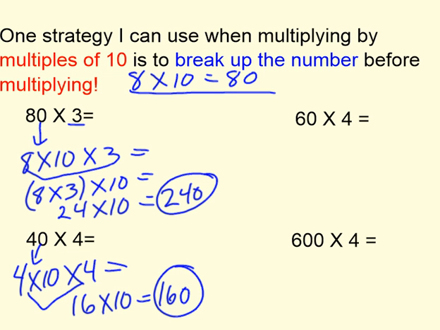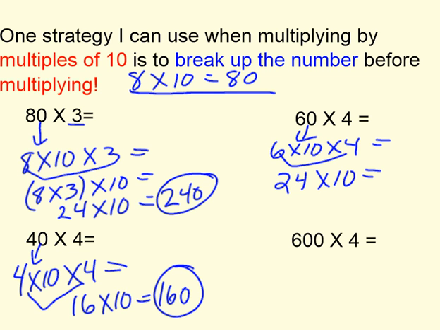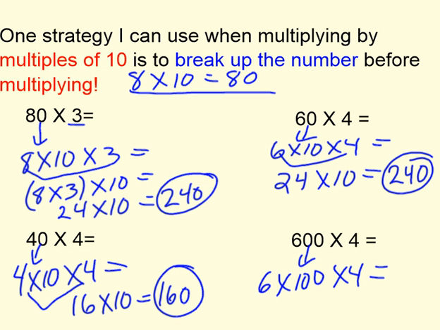If I have 60 times 4, that is 6 times 10, and then multiply by the 4. And I know that 6 times 4 is 24, and 24 times 10, 24 tens, equals 240. The same thing goes for 600, which is a multiple of 10. I know that 6 times 100 equals 600, and then I can multiply by 4. 6 times 4 equals 24, and then 24 times 100 equals 24 hundreds, which is 2,400.